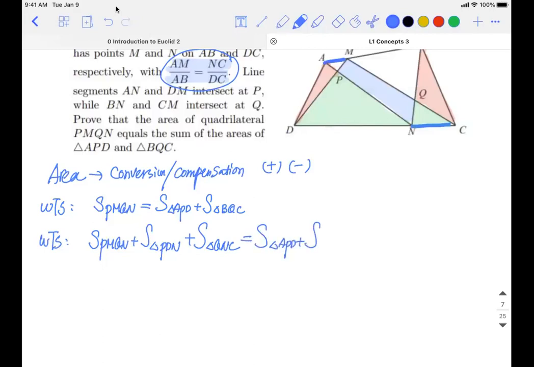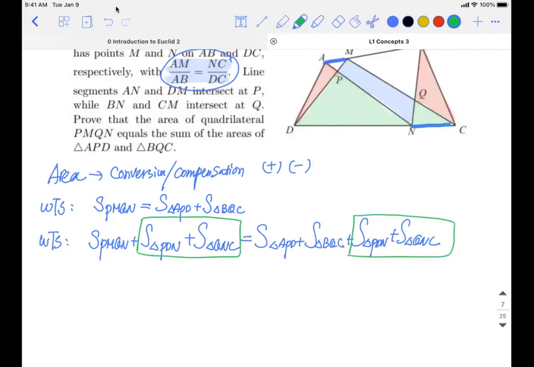ADP, BQC, PDN, QNC, right? I'm going to highlight it using here. These are the two green parts I just added here, right? Makes sense, right? Add two things on the two sides of the equation holds.